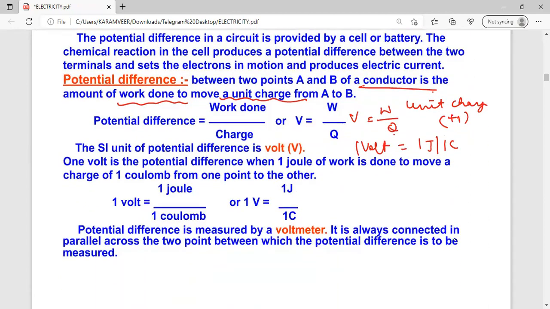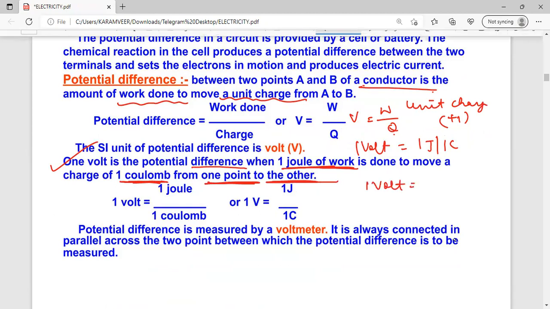To define 1 volt: 1 volt is the potential difference when 1 joule of work is done to move a charge of 1 coulomb from one point to another. So 1 volt is basically defined as 1 joule upon 1 coulomb. Joule is a unit of work and coulomb is a unit of charge. So what is potential difference?